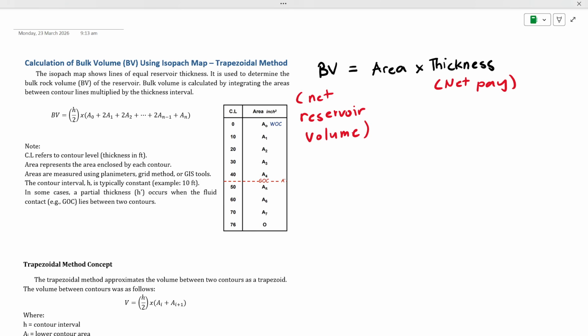So why do we need to study other methods? At first glance, the formula is simple, right? However, in real reservoir studies, the area and the thickness, those parameters are not directly given. And another thing, they are derived from the contour maps.